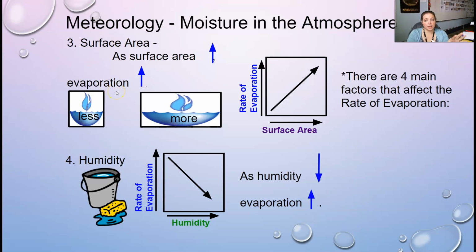Surface area, that's a big thing. The bigger the surface area, the more evaporation can happen. Think of if I had a big pot of water as opposed to a little tiny pot of water. Which one would evaporate first? Like a big pot of water versus a drop. Well, the bigger the surface area, the rate of evaporation goes up.